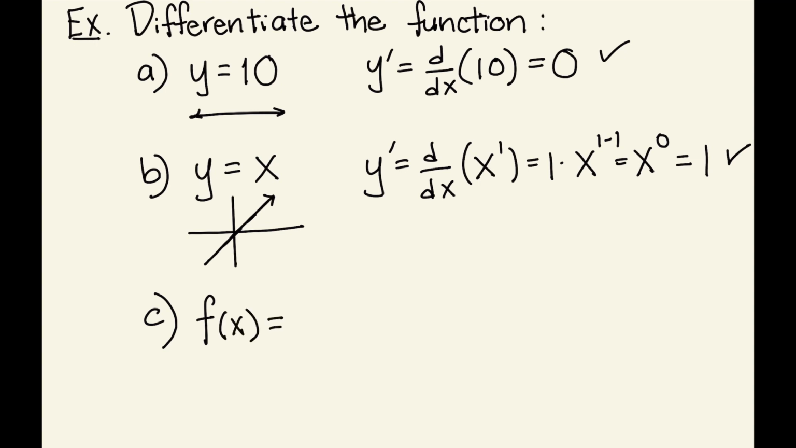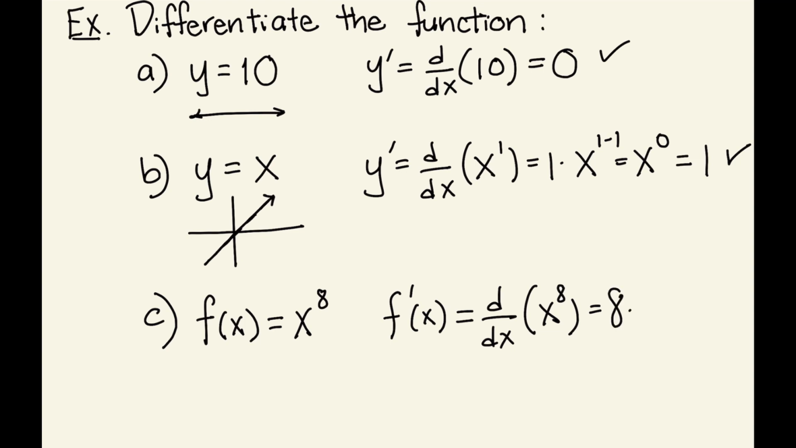So here's the function f of x equals x to the 8th. The derivative, so f prime of x, I'm just going to use the power rule. And that's just going to be 8 times x to the 8 minus 1. So that's just 8x to the 7th, and we're done.